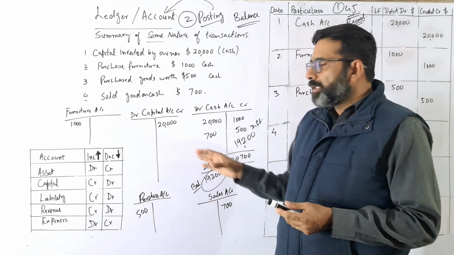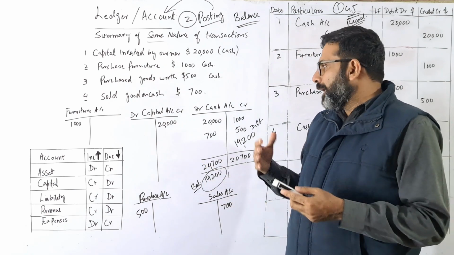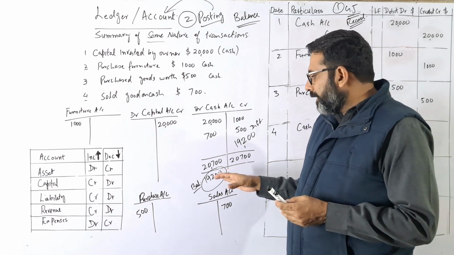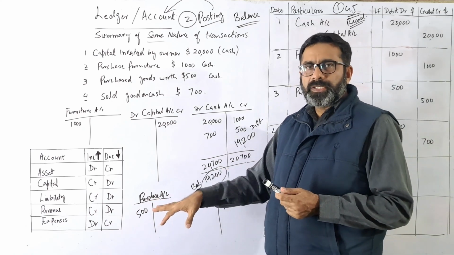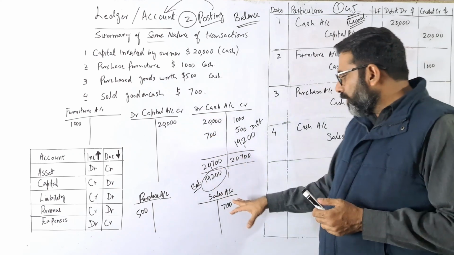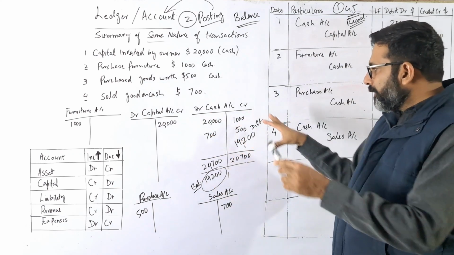So an asset has a debit balance, a liability has a credit balance, the payables have a credit balance, and any purchases or goods or furniture will be a debit balance. The capital account has a credit balance, and revenue also has a credit balance. So these are the basic concepts.